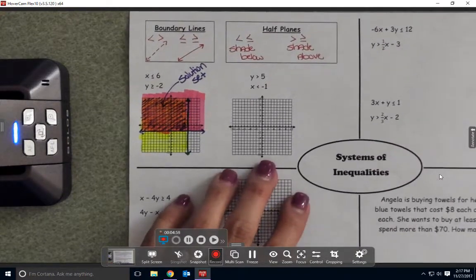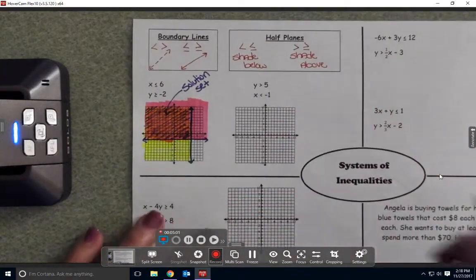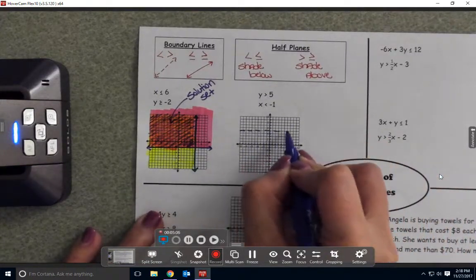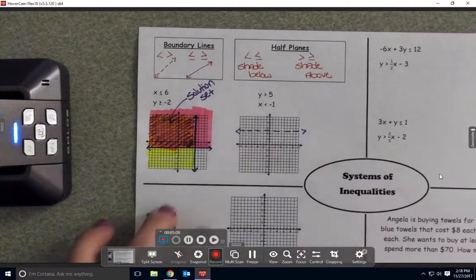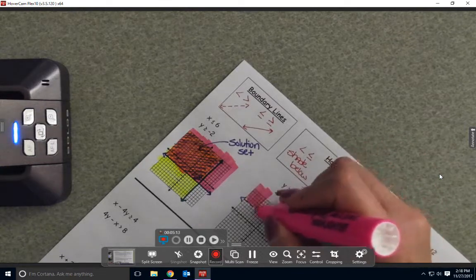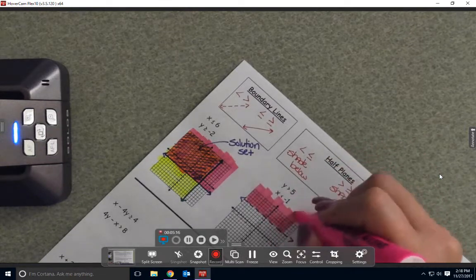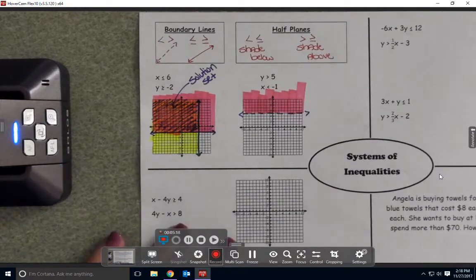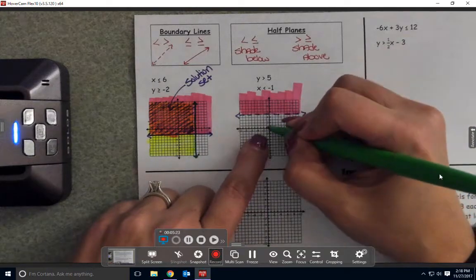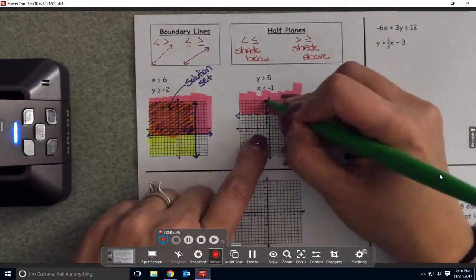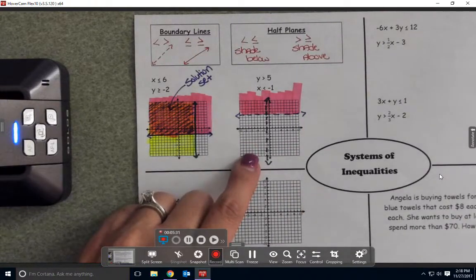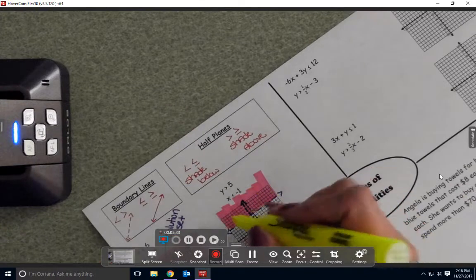Okay, so let's look at another one right here real quick. y is greater than 5, again, a horizontal line because it's just a y. Now it says greater than, so I'm going to use a dotted line. It's not equal to. And greater than 5, that's all my values that are going above the line. So there's greater than 5. And then x is less than -1. That's my vertical line going straight through here. And x is less than -1, that's all the values that are over here.